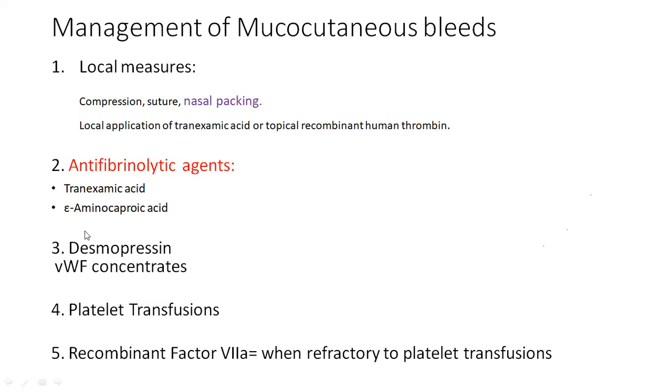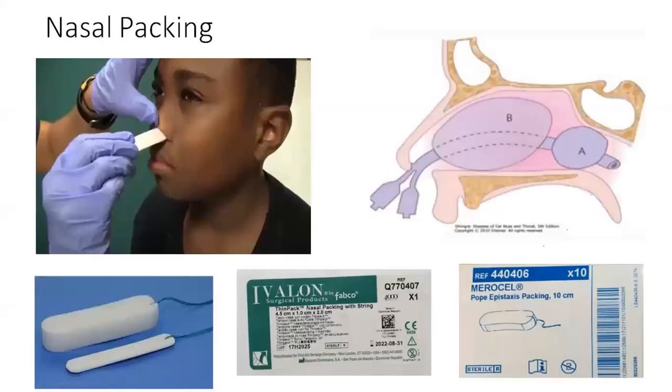And finally, you can give recombinant factor 7A, which works even when the bleeding is refractory to platelet transfusions. So this is the last resort. Recombinant factor 7 is the last resort. It's available, but you have to procure it. So this is the main thing you can do for nasal packing.